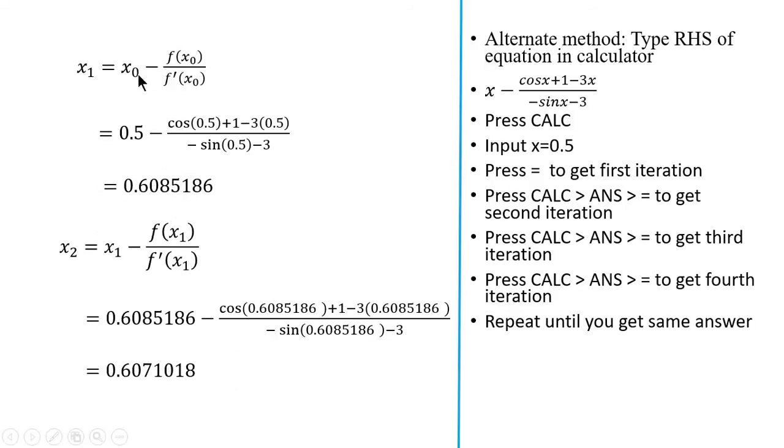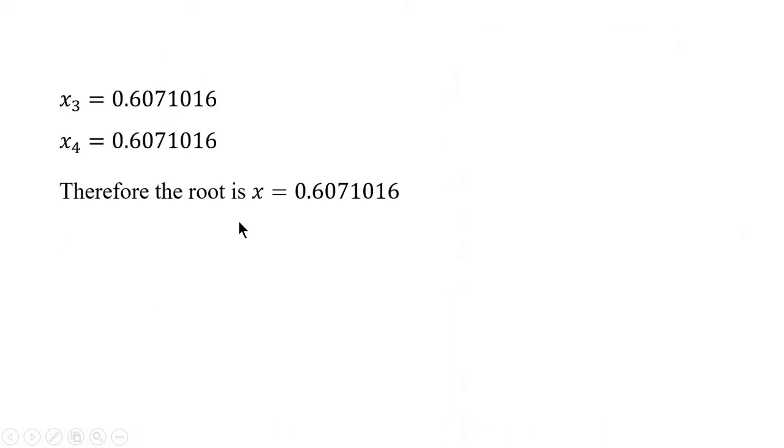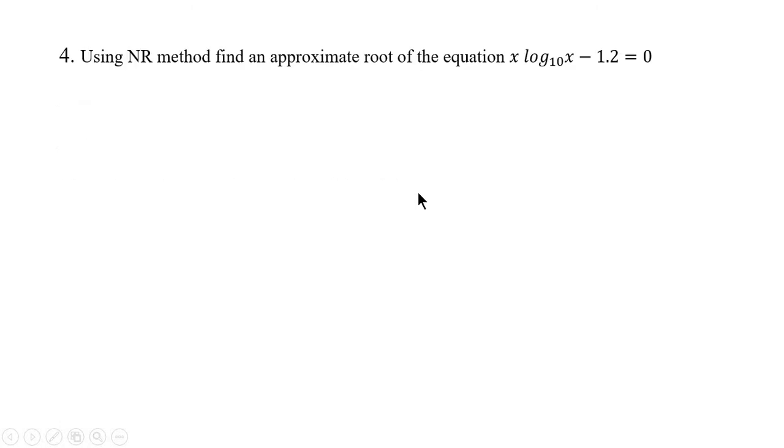Now our x1 is x0 minus f of x0 by f dash of x0. You can proceed this manually, but I am going to use the alternative method, that is, type the right hand side of the equation in the calculator, x minus f of x by f dash of x. Press calc, it will ask you the initial root. Our initial root is 0.5. Repeat these steps. You will get x1, x2, x3, x4. Since x3 and x4 are the same, stop here.